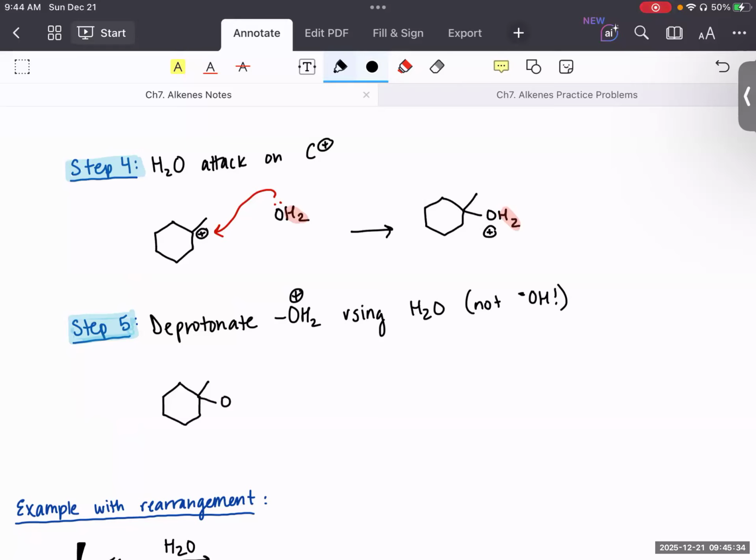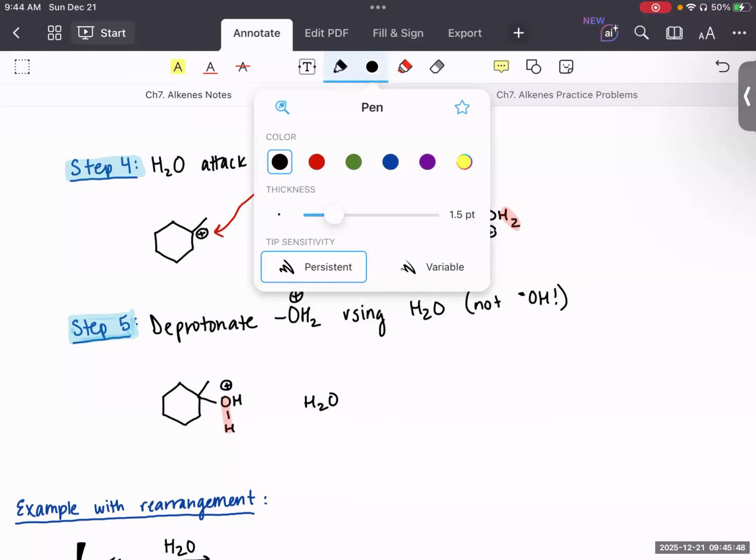And so we'll redraw that OH to show those electrons that are in that bond. And then we'll use H2O to do a proton transfer.